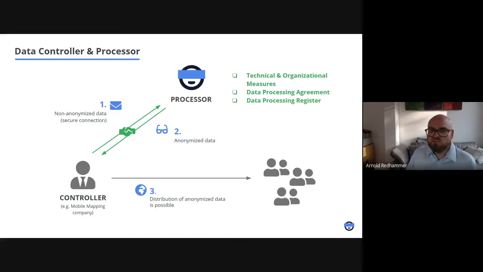Then you put them into your data processing agreement as an appendix, and there you specify what your processor can or must not do. And you need to create a data processing register, and the processor needs to create a data processing register as well. And if you have all the paperwork done, then you can transform the data.